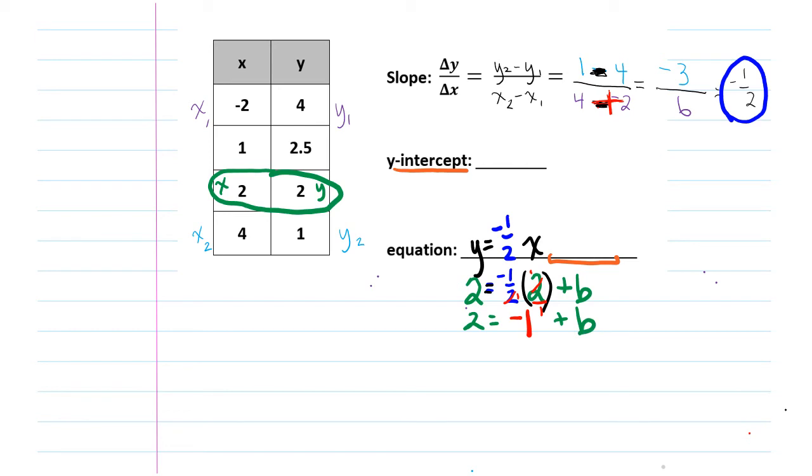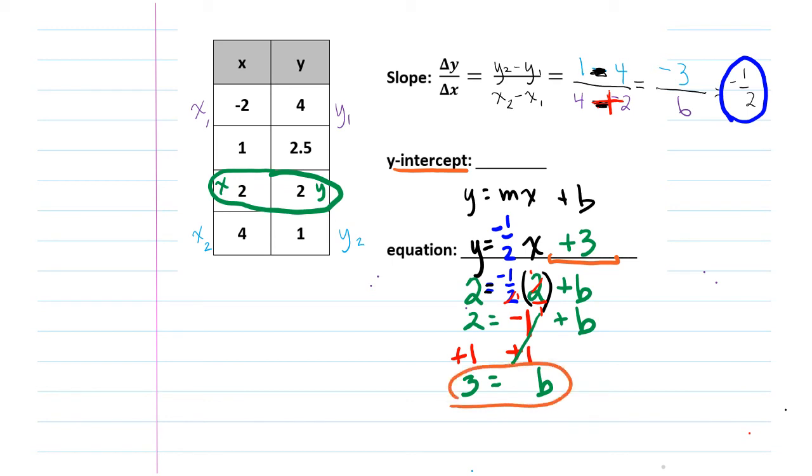So to isolate my variable, add 1. Then I get 2 plus 1 is 3 equals, and I have -1 plus 1, that cancels out. +3 equals b. So in my standard equation of y equals mx plus b, I just calculated here that b is +3. There we go.